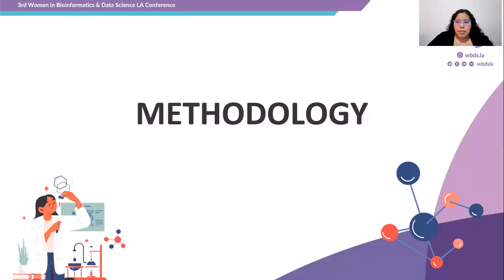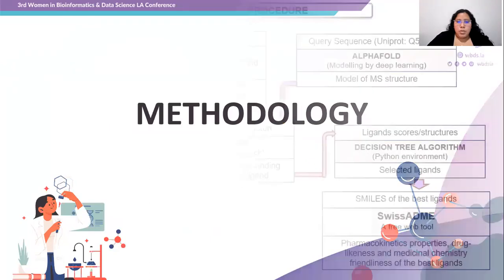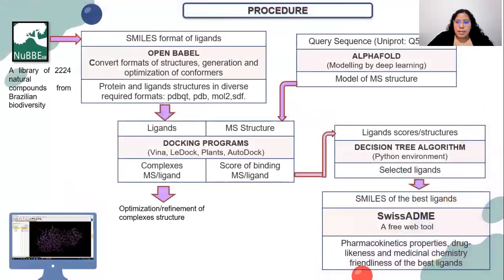The procedures performed are as follows. To identify new anti-malate synthase compounds, we first obtain ligand information from the NUV compound library, from which the SMILES will be converted into the required formats: PDBQT, PDB, MOL2, and SDF. On the other hand, the malate synthase enzyme will be obtained using the AlphaFold program. Then both the ligands and the enzyme will be analyzed in docking programs such as BINA, LeDock, AutoDock, and PLANTS.